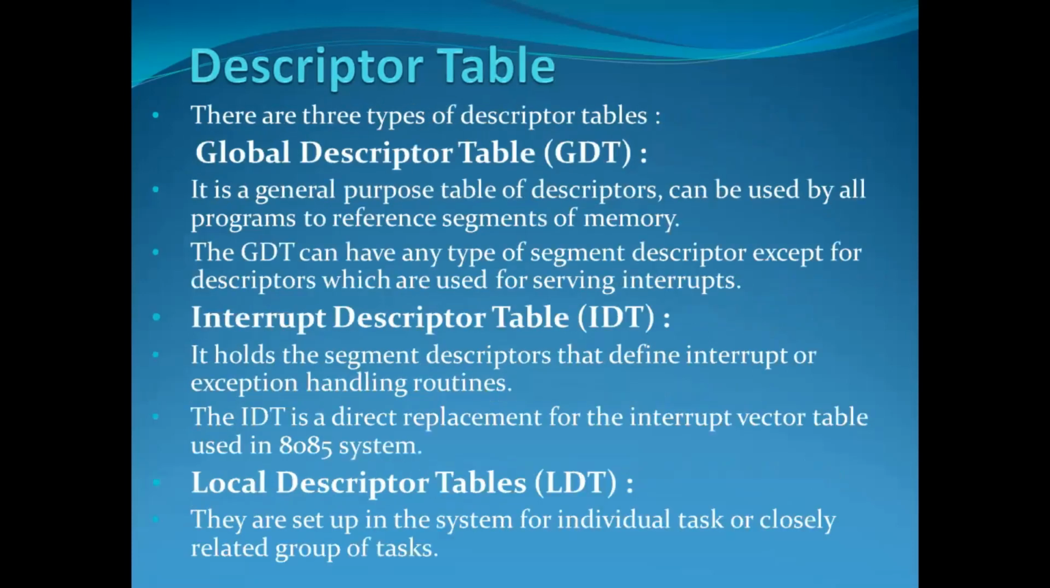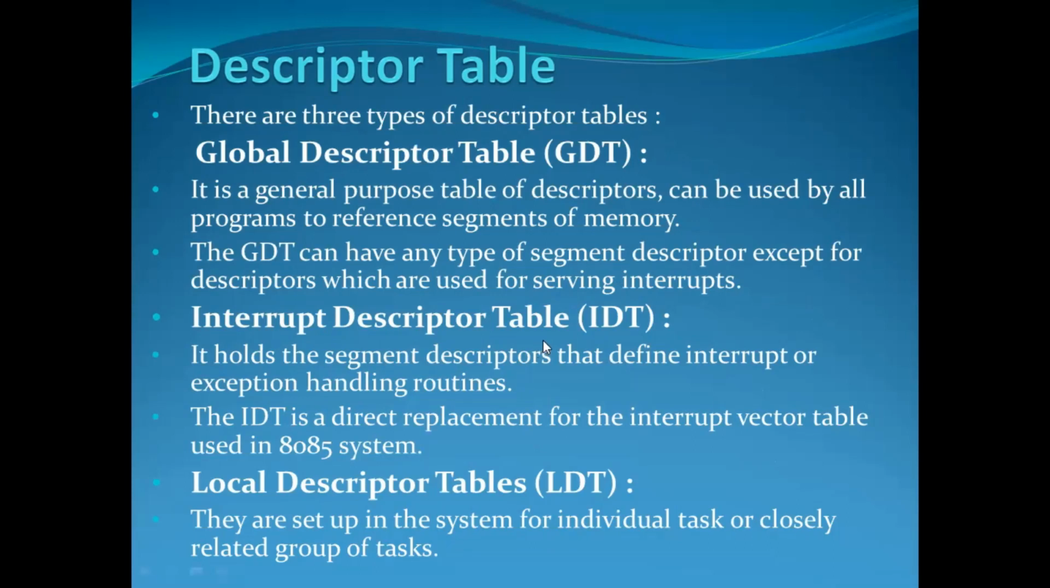There are three types of descriptor tables. First, the global descriptor table, known as the GDT. This is a general purpose table of descriptors, also known as a general purpose descriptor table. It can be used by all the programs to reference the program segments of the memory. The GDT can have any type of segment descriptor except descriptors which are used for serving interrupts.